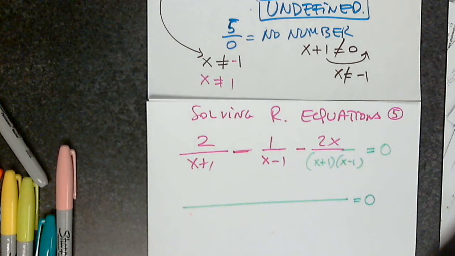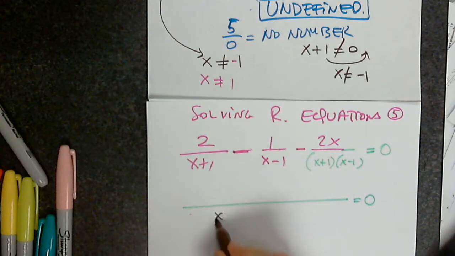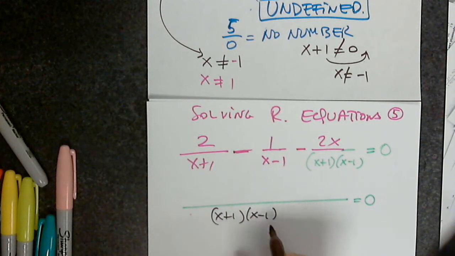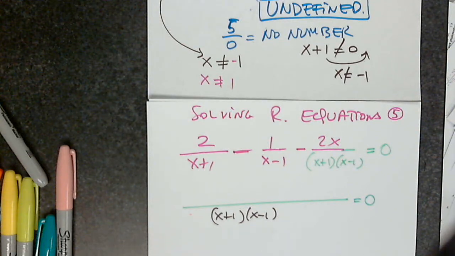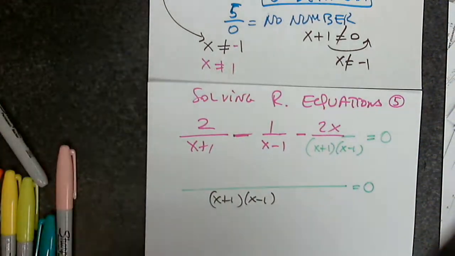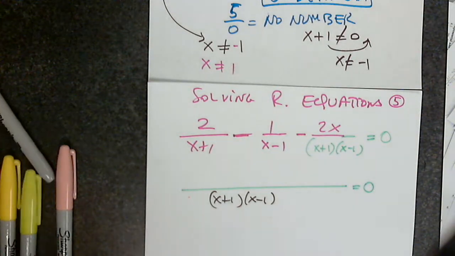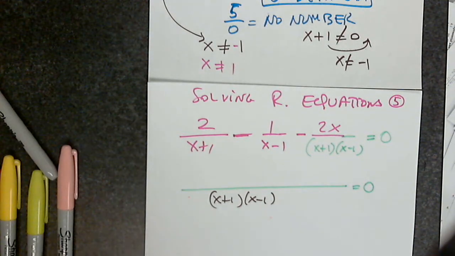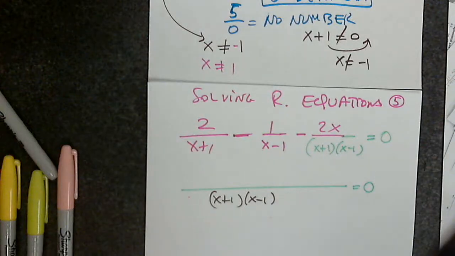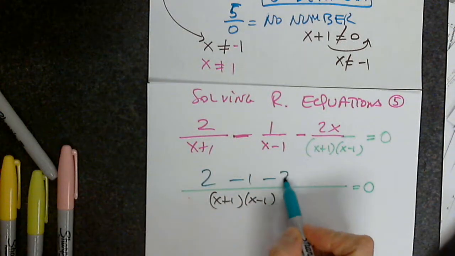Can anyone find the least common denominator for us? X plus 1 times x minus 1. Exactly, all different factors. X plus 1 times x minus 1. Any questions on finding the least common denominator? Okay, so then I'm going to write something that you should never do. I'm going to delete it, don't copy it. 2 minus 1 minus 2x.